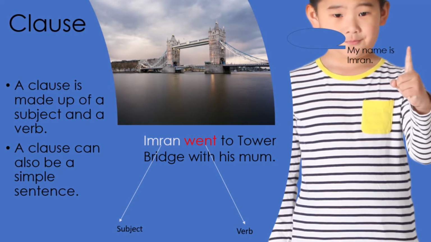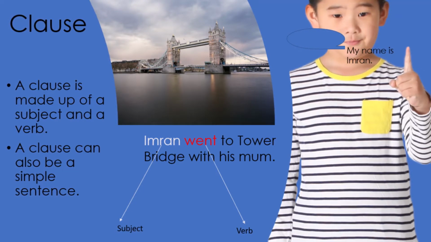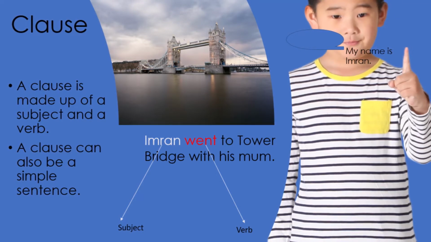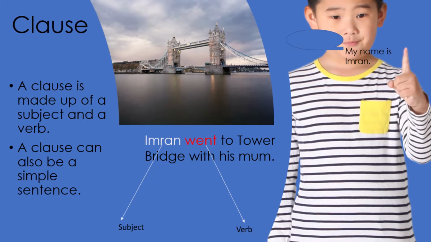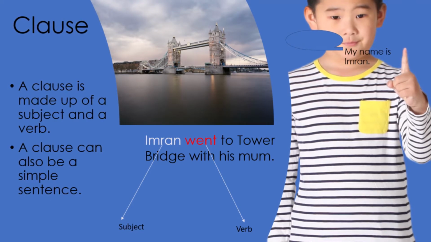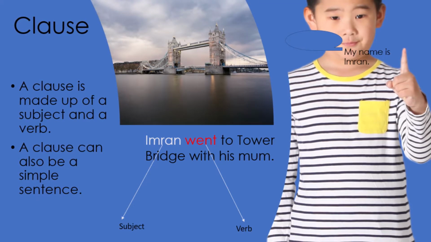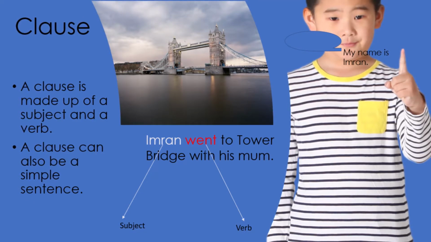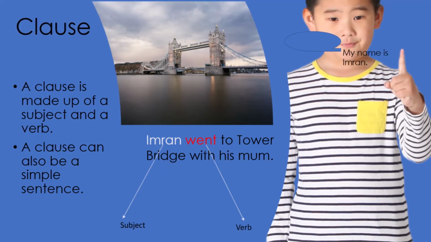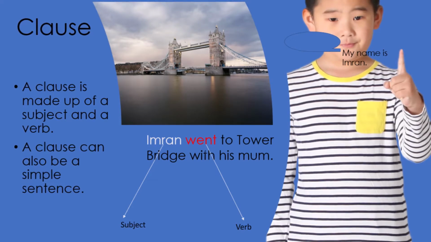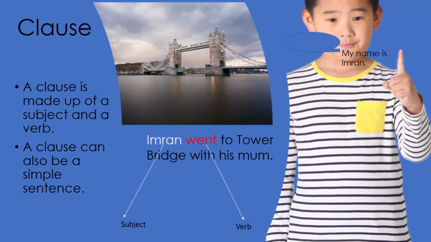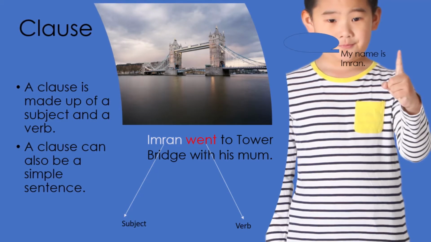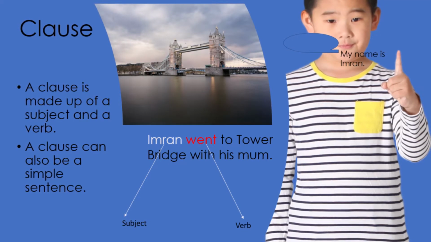Let's take this example. Imran went to Tower Bridge with his mum. The subject in this clause is Imran and the verb is went. Do you notice that Imran is also a noun? Yes, sometimes the subject can also be the noun. Not all the time, but a lot of the time.